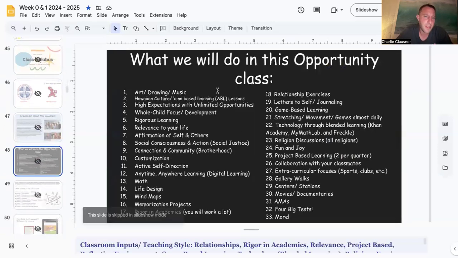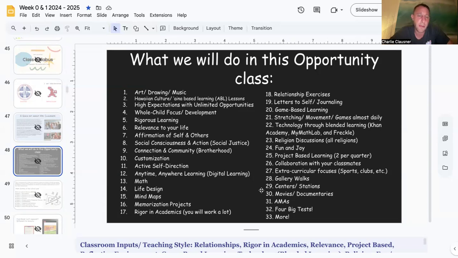These are all the things that I try to do in my class and in math class. They're going to use art, they're going to draw, we're going to listen to a lot of music. We're going to learn about Hawaiian culture and connect to Aina. Place-based learning is really, really important. It was our first teacher. High expectations, unlimited opportunities. I try to focus on the whole child. So holistic, social emotional health comes first for me.